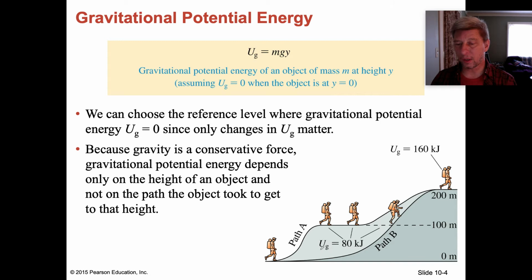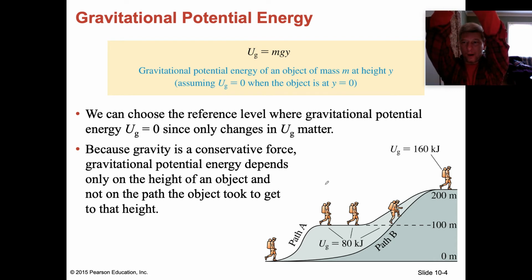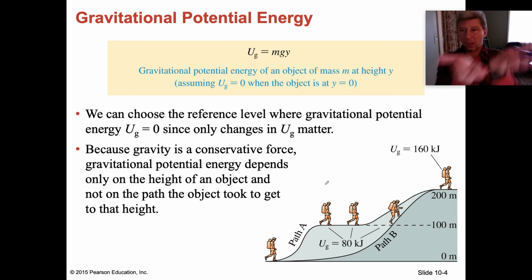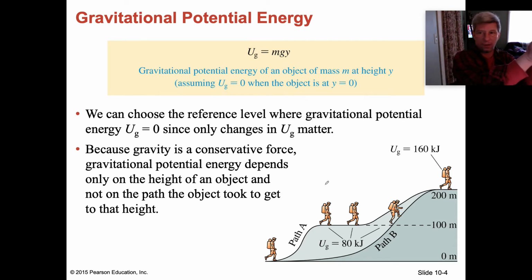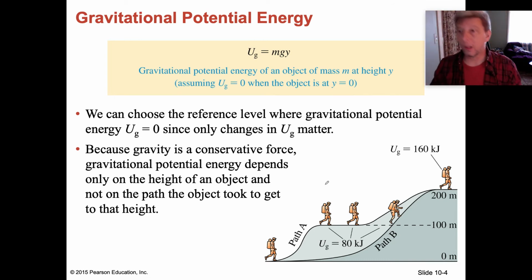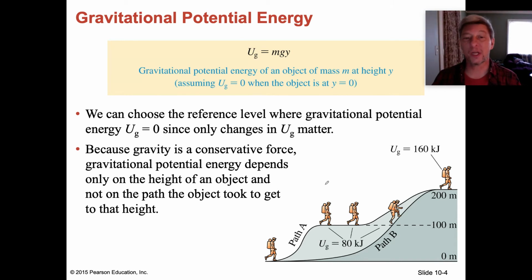Because gravity is a conservative force, gravitational potential energy depends only on the height of the object, but not on the path that the object took to get to that height. So if you lift a book straight up in the air, you give it X amount of gravitational potential energy. But if you lift it here, and then here, and then here, and eventually get to the same point, you still have the same amount of gravitational potential energy. The same amount of work has been done to get it to that height, and therefore it has the same amount of gravitational potential energy.